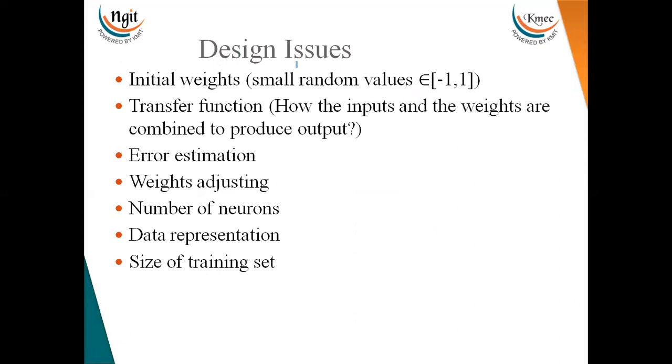Now, when you are designing the artificial neural network, what you should remember is how you initialize your weight vector, what your activation function is, how you will calculate the error, how you will adjust the weights, how many neurons you will use in each layer, and how you are going to represent your data, and the size of your training set, which will decide the number of neurons in your input layer.